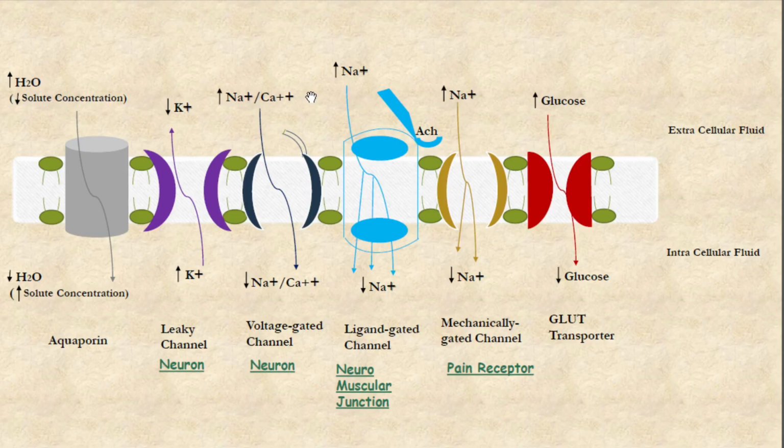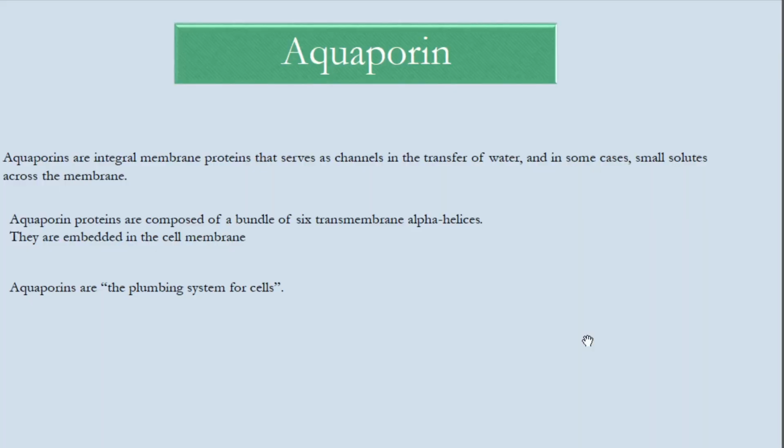This is the diagrammatic representation of all the different carriers which help in facilitated diffusion, like aquaporins, leaky channel, voltage gated channel, ligand gated channel, mechanically gated channel, and the last one, glute transporters. The first one is aquaporins.